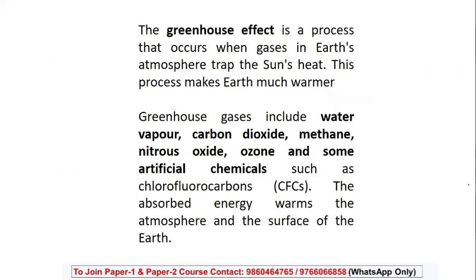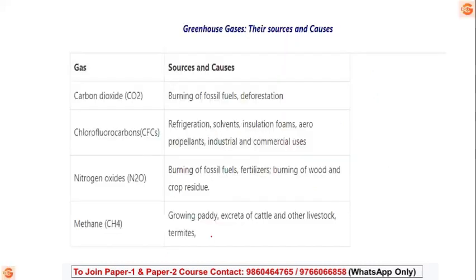Then, the greenhouse gas effect is a process which occurs when gases in the Earth's atmosphere trap the sun's heat. The greenhouse gases include water vapor, carbon dioxide, methane, nitrous oxide, ozone, and artificial chemicals such as chlorofluorocarbons. The absorbed energy warms the atmosphere and the surface of the Earth, so the warmth is because of this trap. You should remember these gases, as mostly the question comes on the gases.